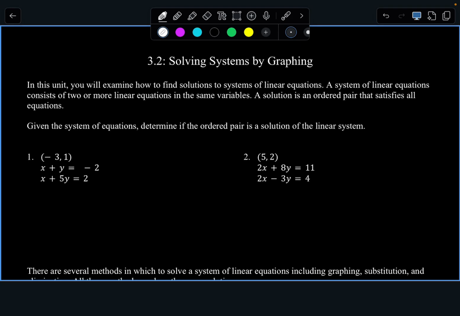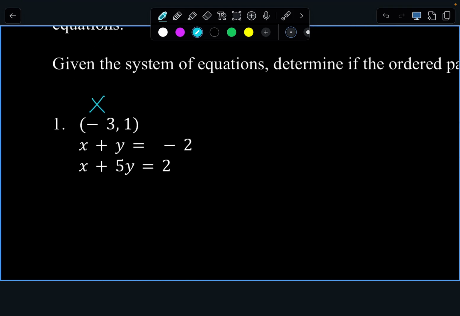In order to understand what that means, we're actually going to start with a potential solution and two equations. And we want to see, is this a solution to that system? All that means is we're plugging this number in for x and this number in for y in both equations. For it to be a solution, it has to work in both.